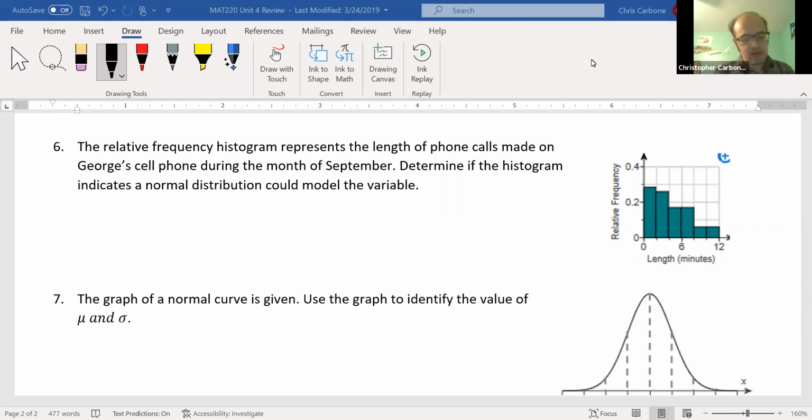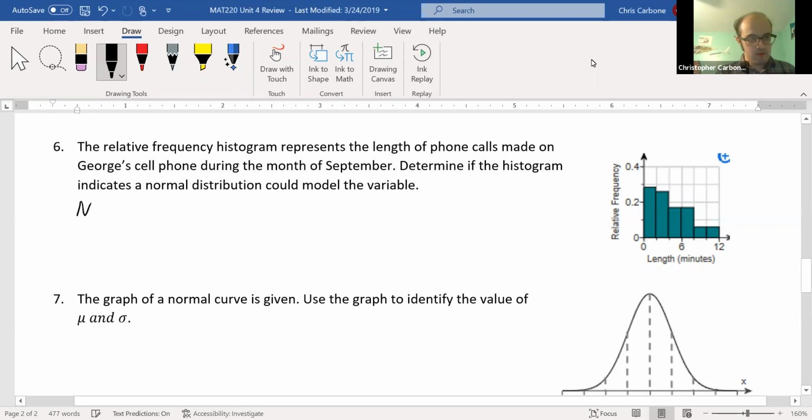So here we are on question number 6. The relative frequency histogram represents the length of phone calls made on George's cell phone during the month of September. We want to determine if the histogram indicates a normal distribution could model the variable. Based on this graph, we don't know the exact numbers, but it definitely does not look bell-shaped. It's a skewed right distribution. So, because of that, this is going to be a no. The histogram is skewed right.